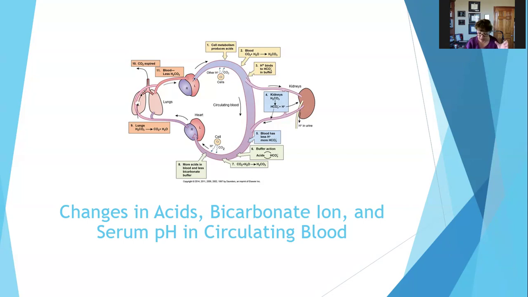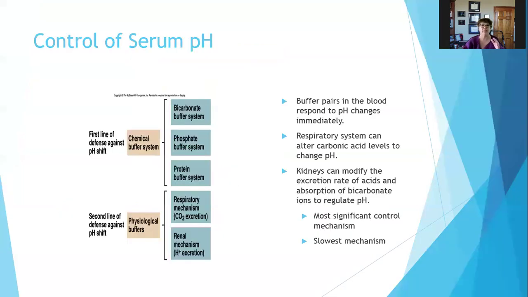So bicarbonate ion is the base and carbonic acid is the acid, and it's controlled by the respiratory system and the kidneys, which control how much there is of each of those components. I'm not going to go into much more detail than that. But the buffer pairs in the blood respond to pH changes immediately.